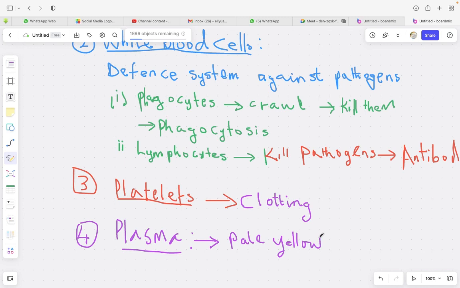It's a pale yellow liquid. The plasma is the liquid part of the blood. Take note of this. The plasma is a pale yellow liquid, and it's mostly water, but it has other substances that dissolve in the water.